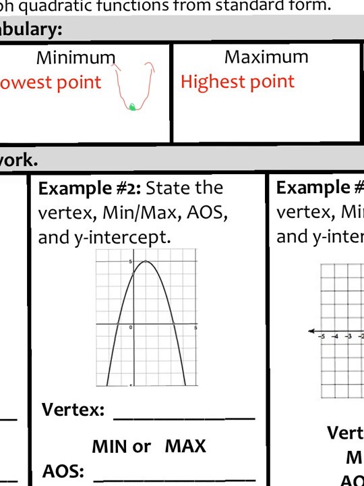Then if we go to maximum, it's the highest point. So instead of having a U, we flip it, and again, it's that point right there. So that's how you label the vertex. You tell if it's a minimum if we have a U, a maximum if it's a flipped U.